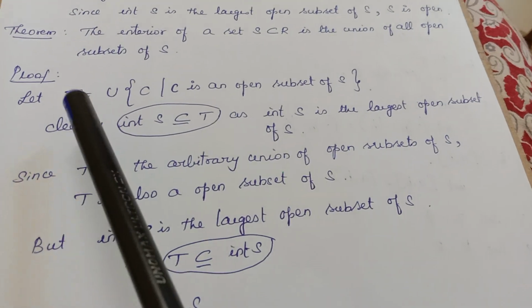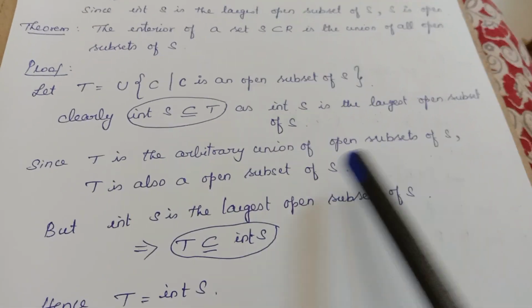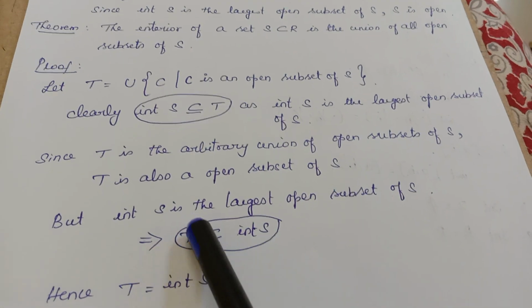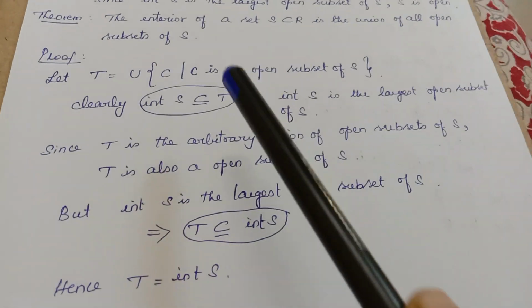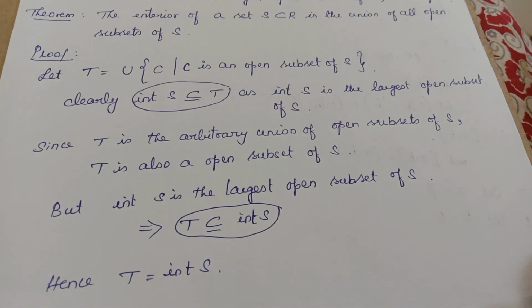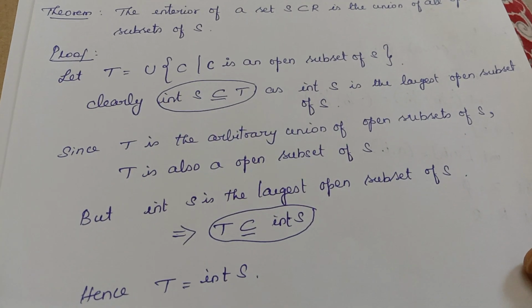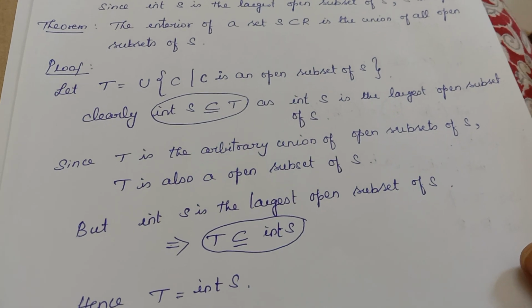Then next, you look at T. T is a union of open sets, no? So a union of open subsets is also an open subset. Therefore T is also open. But the interior of S is the largest open subset, no? So T is contained in the interior of S. So from these two inclusions we conclude T is equal to what? The interior of S. That is, the interior of S is nothing but the union of all open subsets of S.